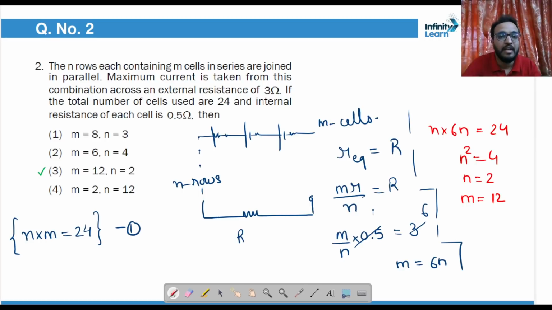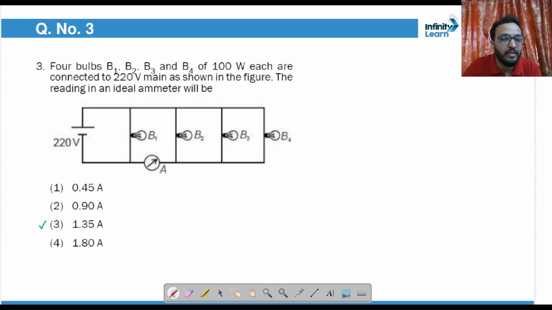Is there any doubt? I guess no. So let's move on to the next question. Okay. So this question is understood, I guess. Now let's move on to the third question.